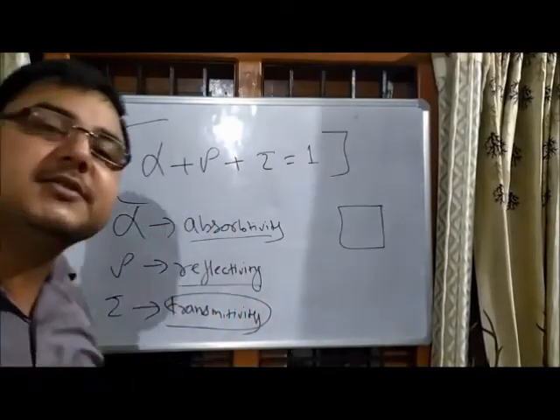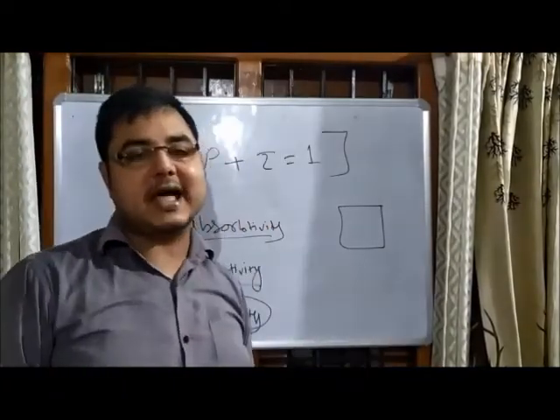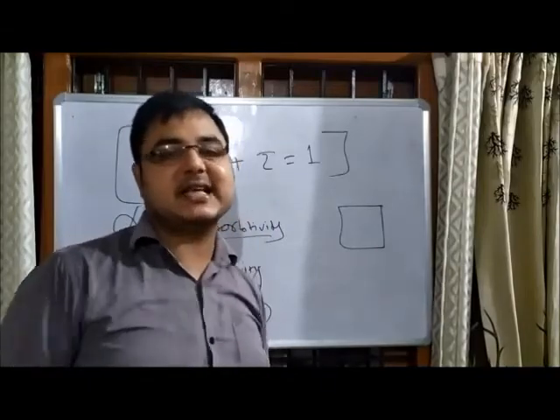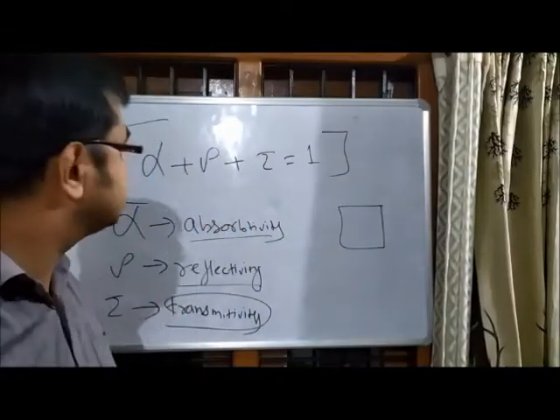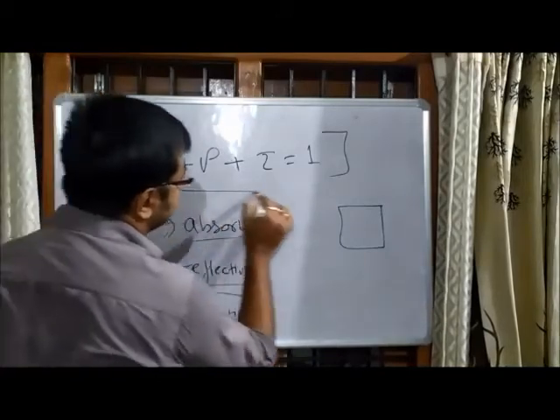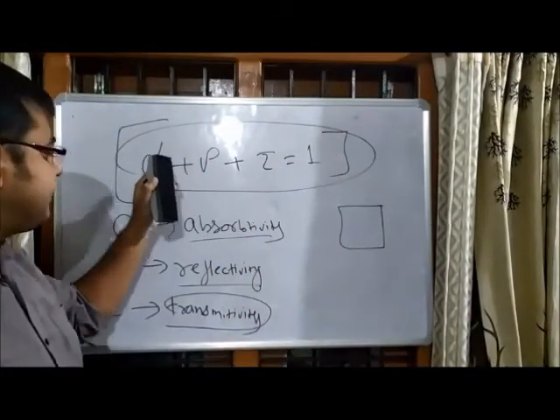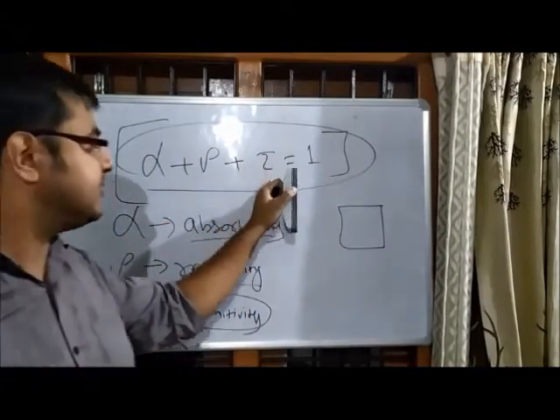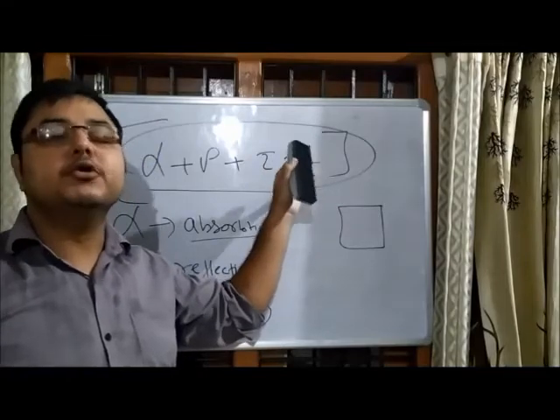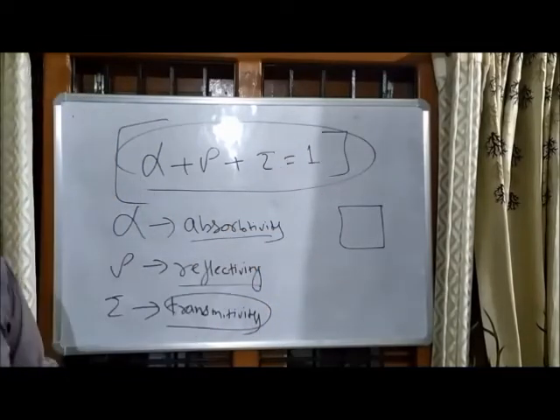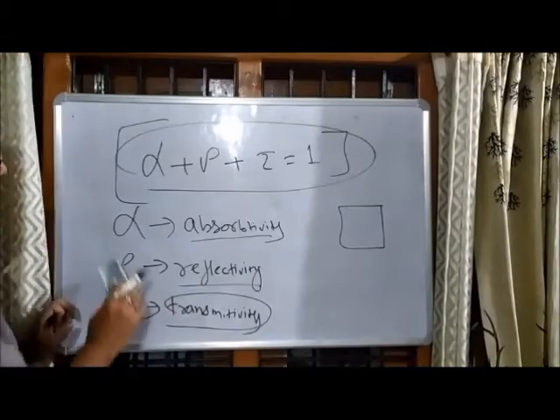So what is transmittivity? Transmittivity means that after absorption of the light, if the object has the capacity to transmit the light, that is the transmittivity. So as per the equation, absorptivity plus reflectivity plus transmittivity is always equal to unity. So this is the simple law of reflection. Done? Clear?